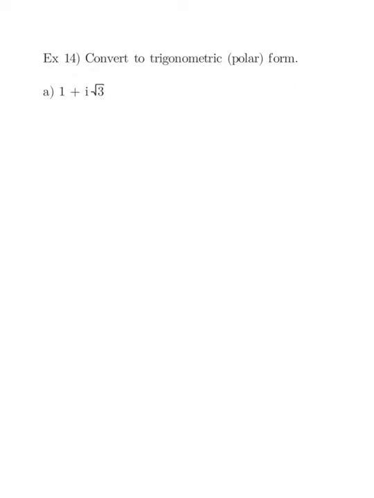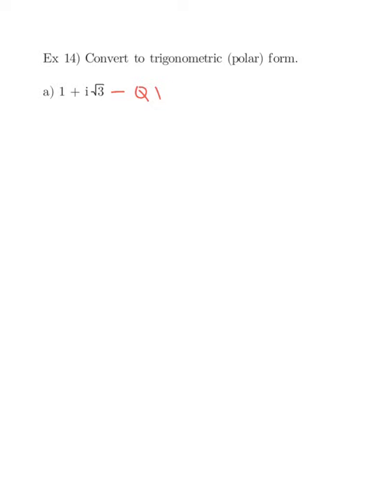On example 14, we are going to convert complex numbers to trigonometric or polar numbers. The first thing we want to do is look at our number and decide what quadrant it would fall in. If you look at this, we have 1 plus square root of 3i. Well, the 1 would have us go right, and the square root of 3, because it's positive, would have us go up. If you go right and up, you are in quadrant 1. So that's the first thing we got to recognize.